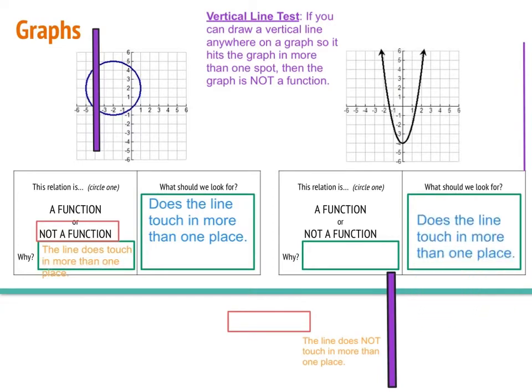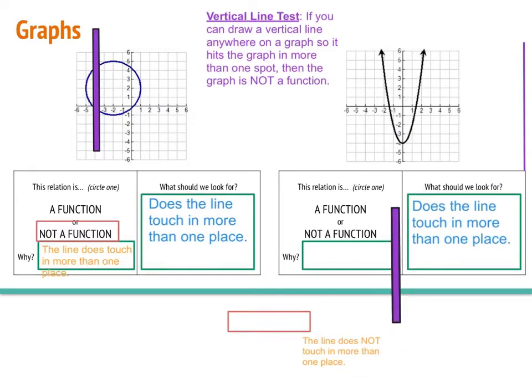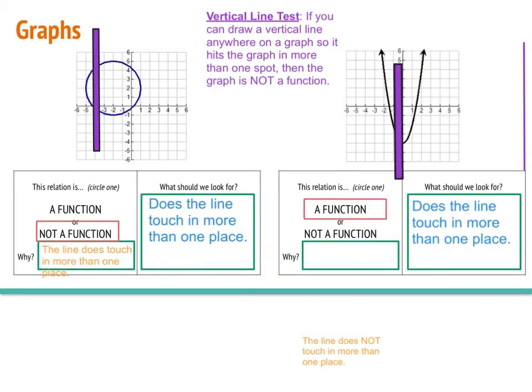Again, for this last example, we want to see if the line touches in more than one place. Notice with this graph, no matter where the line is, it's only going to hit the graph in one spot. Therefore, this relation is a function because the line does not touch in more than one place.